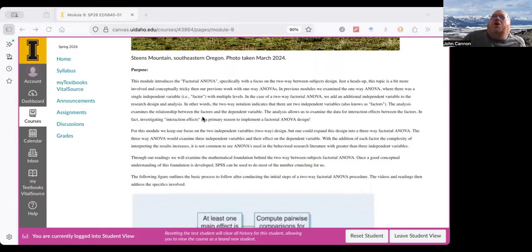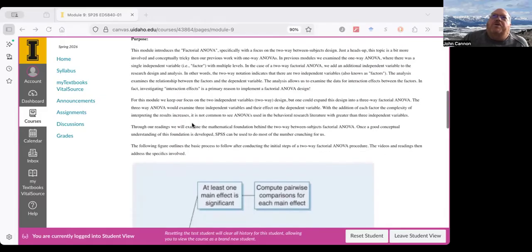For this module, we keep our focus on the two independent variables, the two-way design. But one could expand this design to a three-way factorial ANOVA. The three-way ANOVA would examine three independent variables and their effect on the dependent variable. With the addition of each factor, the complexity of interpreting the results increases. It is not common to see ANOVAs used in the behavioral research literature with greater than three independent variables.